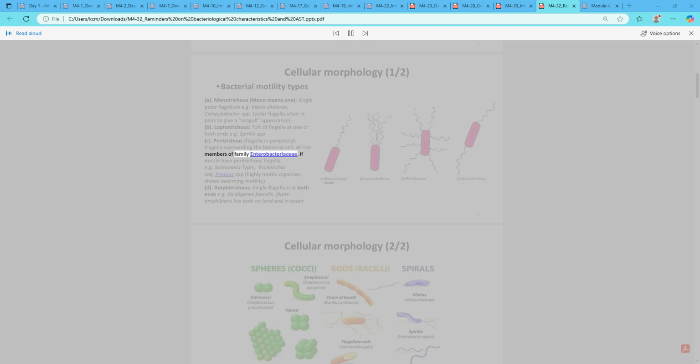All the members of the family Enterobacteriaceae, if motile, have peritrichous flagella, e.g. Salmonella typhi, Escherichia coli. Proteus is a highly motile organism and shows swarming motility. D. Amphitrichous: a single flagellum at both ends, e.g. Alcaligenes faecalis. Note: amphibians live both on land and in water.